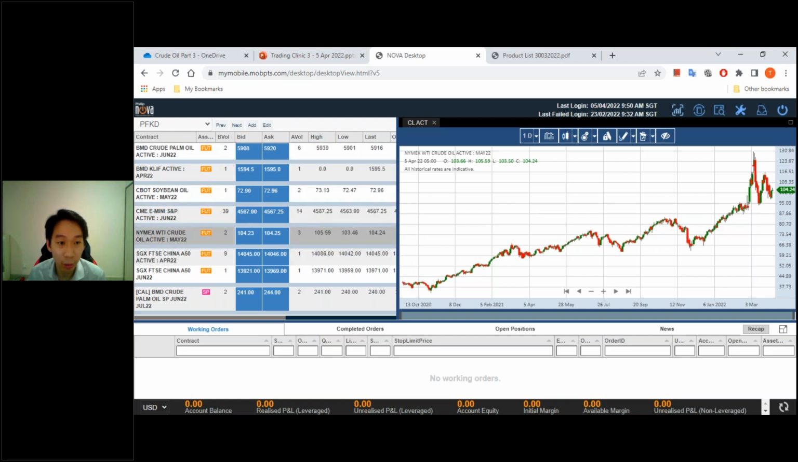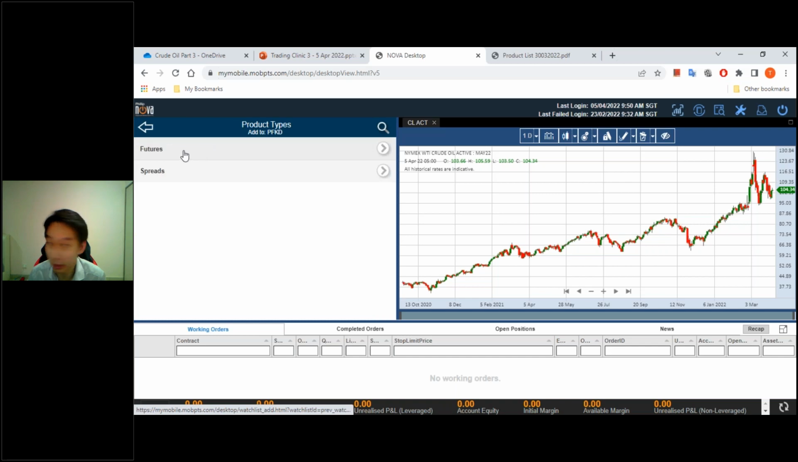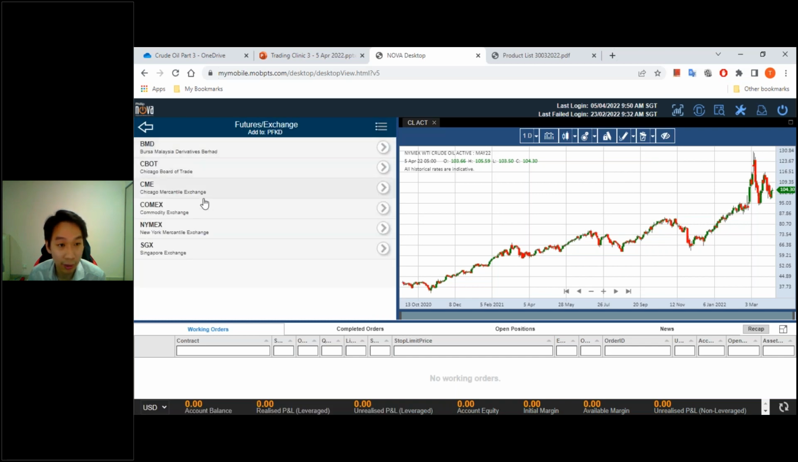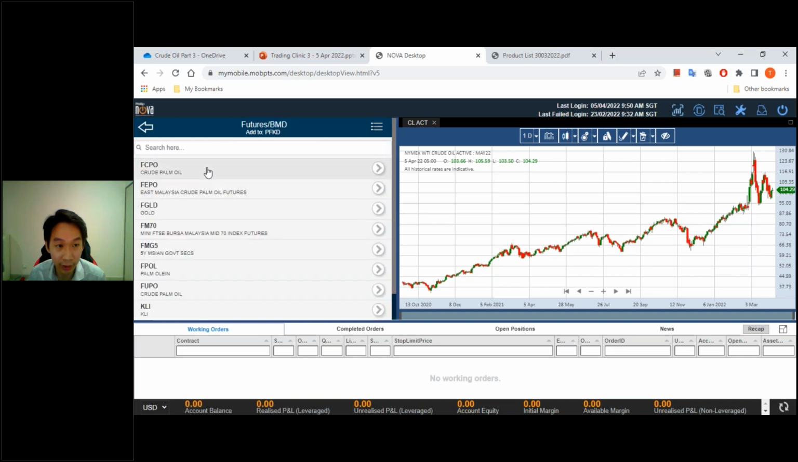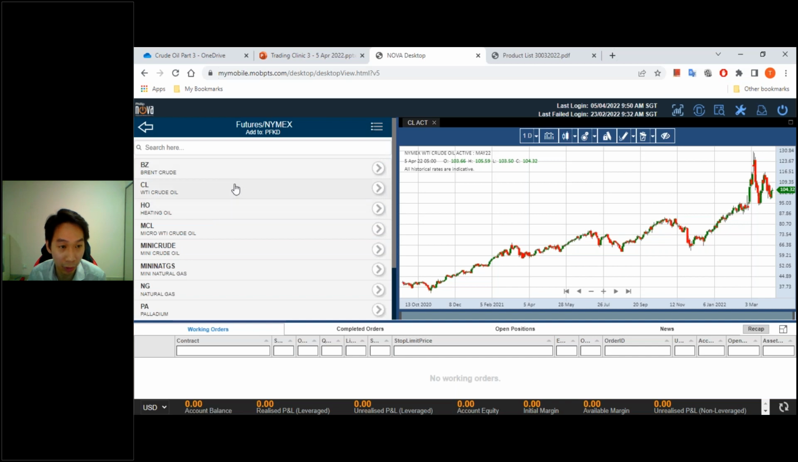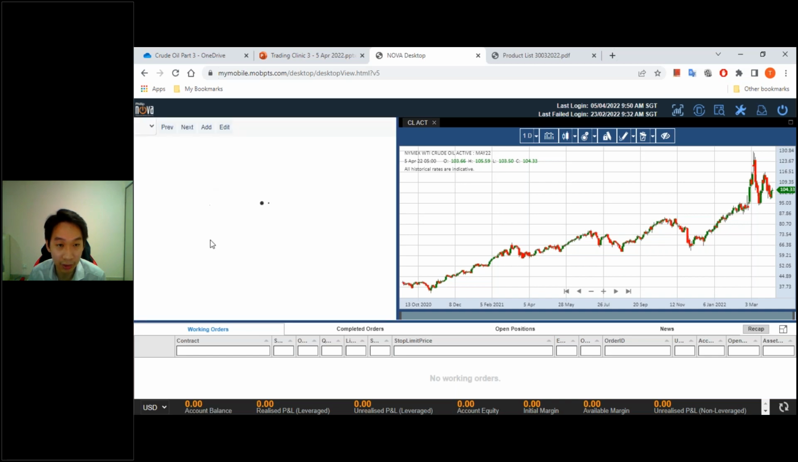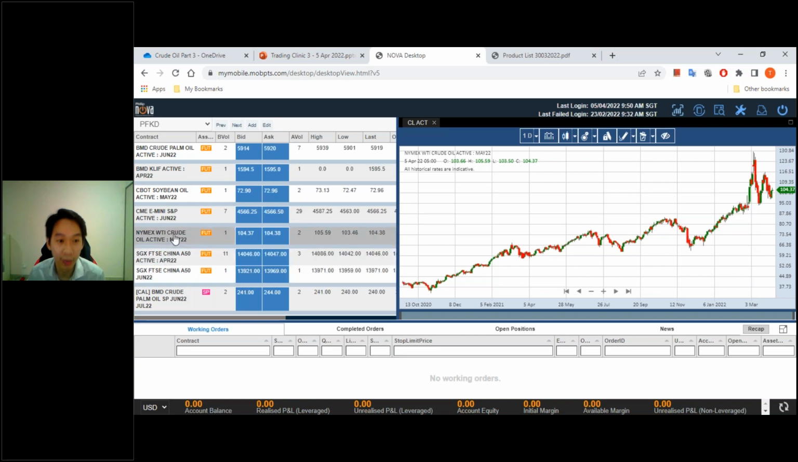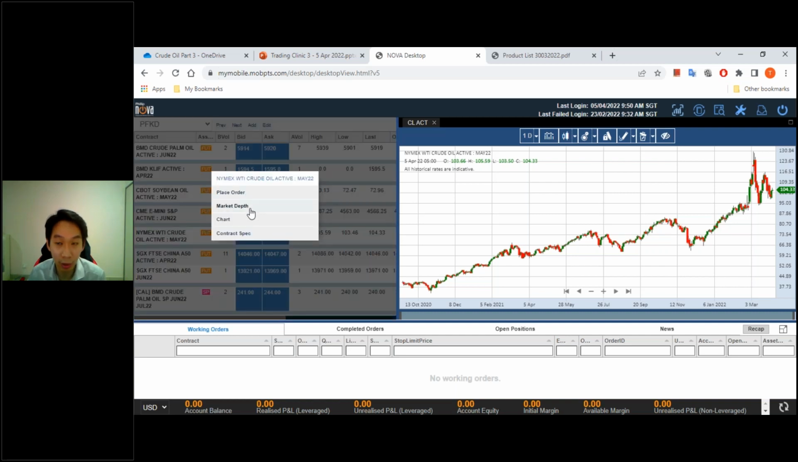On the left side here, as you can see with my mouse, this is the watch list. You can add in the market you want to trade. If it's futures, you choose which market you want to trade, then add in the contract month you want to trade. For example, I'll go to NYMEX for crude oil since we're talking about crude oil today. Once it's added, it will come to this list. Then you just click on this to place an order, to see the market depth, to see the chart, or to see the contract spec.